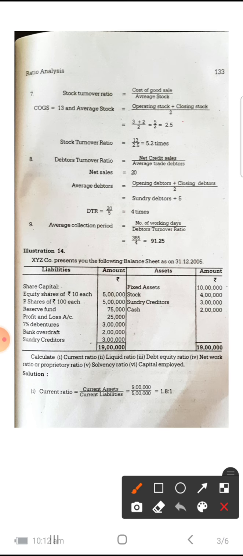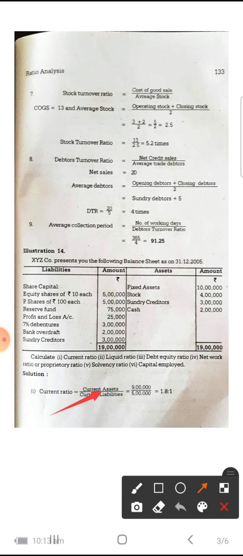If you check, you have current ratio, liquid ratio, debt equity ratio, net worth, proprietary ratio, solvency ratio, capital employed. So these are the ratios you have to calculate in this problem. Now what is the first ratio? Current ratio. What is the formula to calculate current ratio? Current assets divided by current liability.